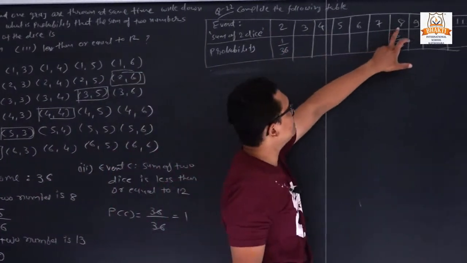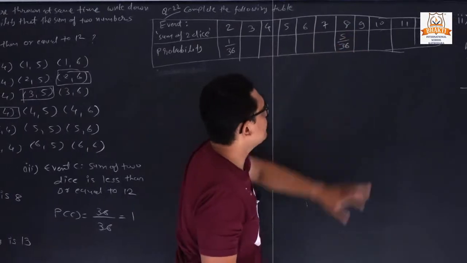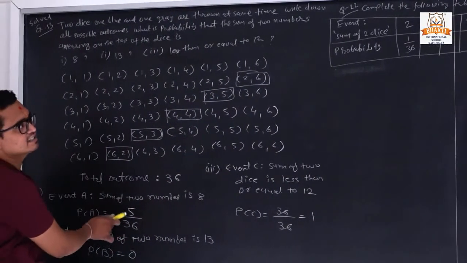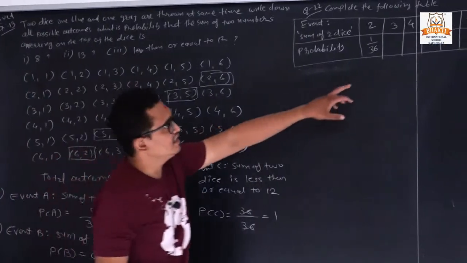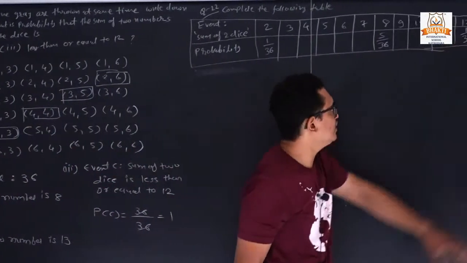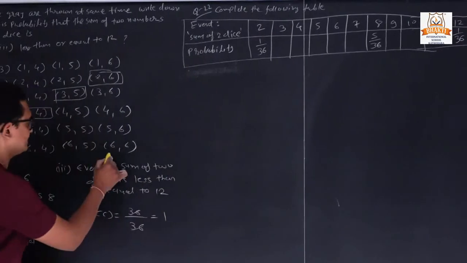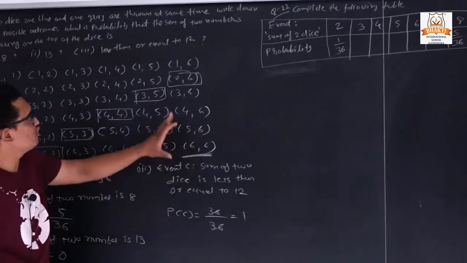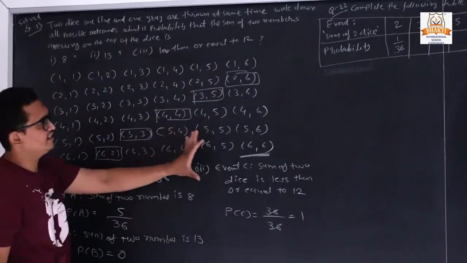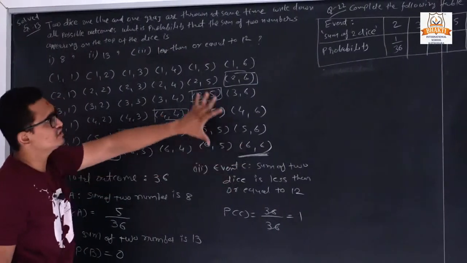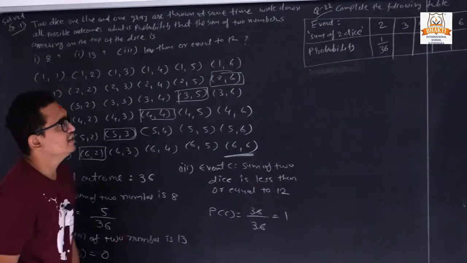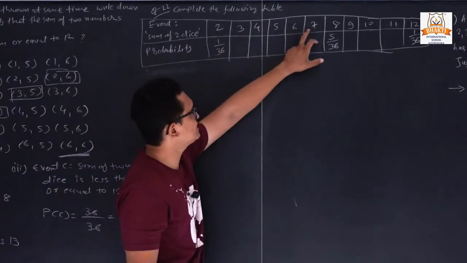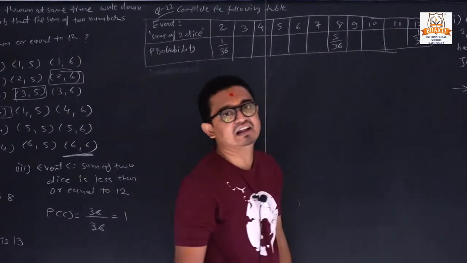Similarly, they can also give us for 8. So we have 5 events, we can already find that answer, 5 upon 36. And last, 12. Here we have only one event whose sum is 12. So out of all 36 events, we have only one event whose sum is 12. Now next, we can also find out for 3, 4, 5, 6, 7, 9, 10 and 11.